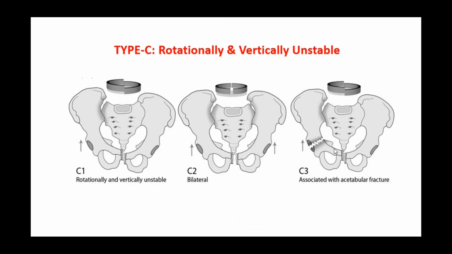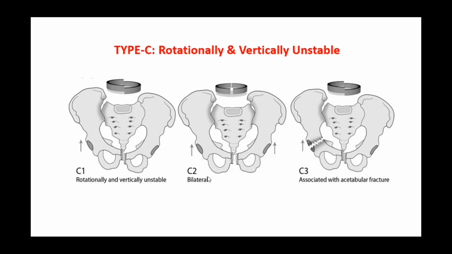Now type C injuries. These are the most unstable injuries, the essential feature being vertical instability. So these are rotationally as well as vertically unstable injuries. Now as you can see here in C1, they are rotationally and vertically unstable. See how much vertical displacement is here along with rotational one. It is depicted here also in the ring that half of the ring is moving up, vertically unstable as well as rotationally.